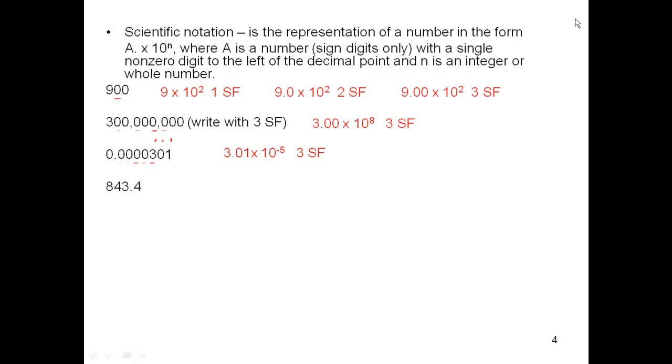843.4. If I want to write that in scientific notation, I have to move that decimal place over 2 spots, and all 4 of these numbers are significant. So therefore, it would be 8.434 times 10 to the second. Next, .00421. I have to move that decimal place over 3 places, so I'll be losing 3 decimals. That's my power of 10, 10 to the minus 3. For sig figs, 4, 2, and 1 are all significant, so it would be 4.21 times 10 to the negative 3rd.